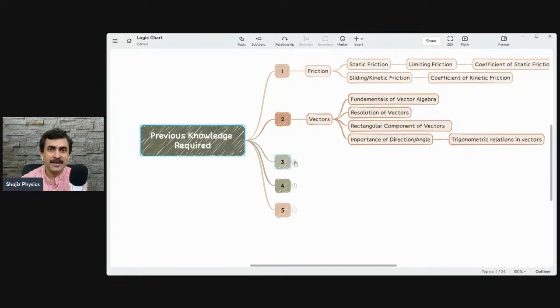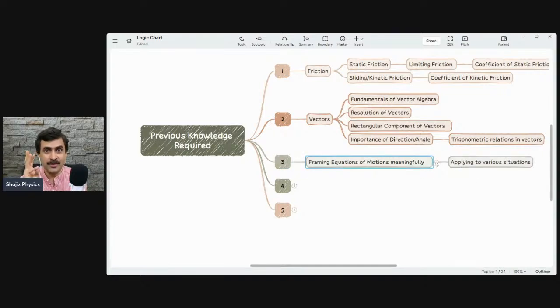Then again, coming to the next area, students should be well versed with framing equations of motion meaningfully. All the three equations: S is equal to ut plus half at square, V is equal to u plus at, and V square is equal to u square plus 2as.